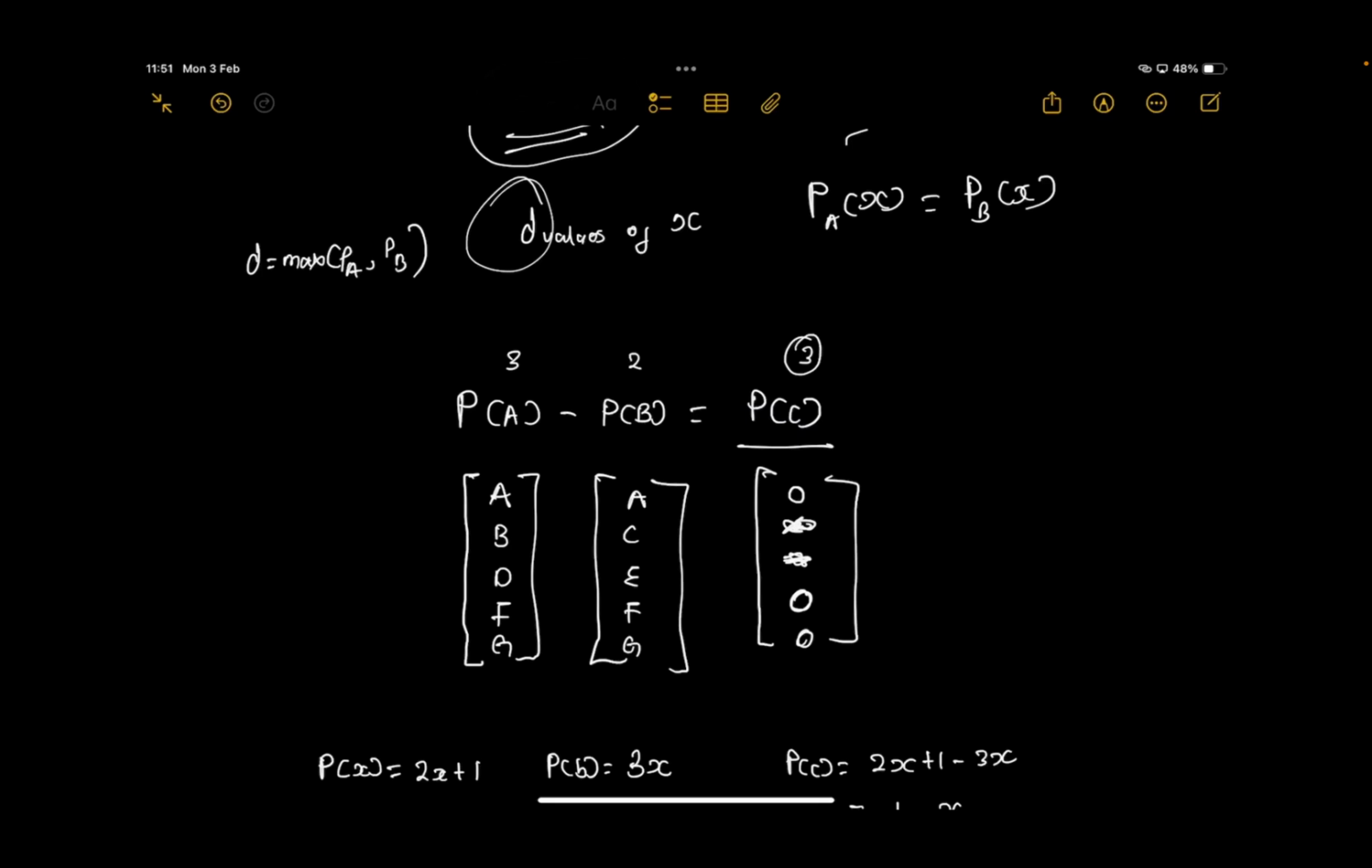Does that make sense? Like, is there any question? D is the degree of the resulting polynomial. Or you can think of the maximum degree of the two. The maximum of the two. No, it's not exactly, but that's like a bound. You cannot go past that.